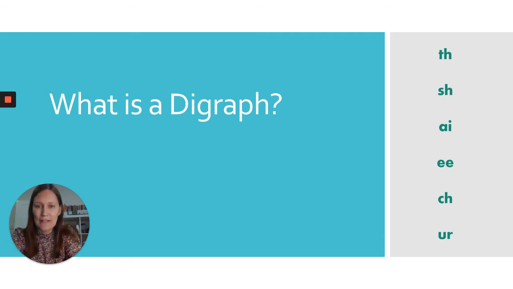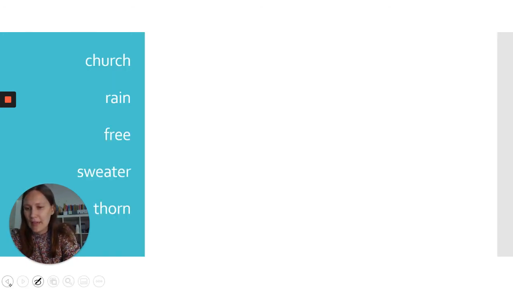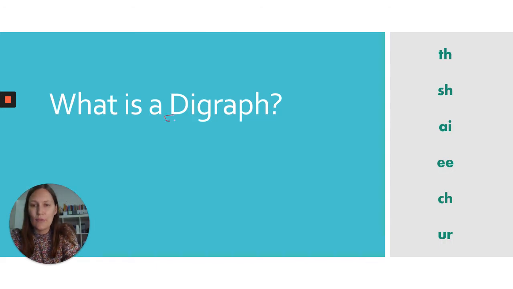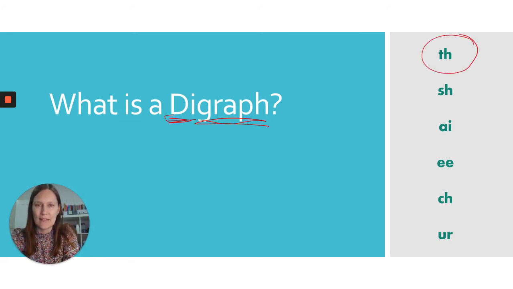It has two parts, di and graph. And so the di bit means two, graph means to write. So it's where we write two letters to make one sound.